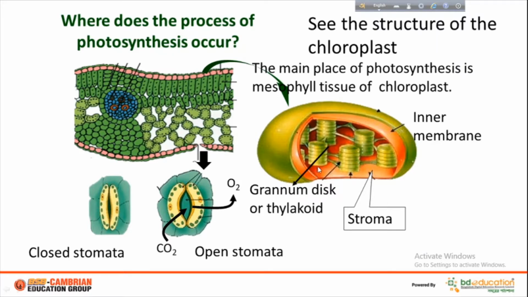And this is the site of photosynthesis. What is the stomata? Below the lower epidermis, there is a hole-like structure covered by two guard cells, known as stomata, and through this stomata, carbon dioxide enters inside. In the daytime, the stomata will be open, and at night time it will be closed. Another point, aquatic plants absorb carbon dioxide which is dissolved in water.